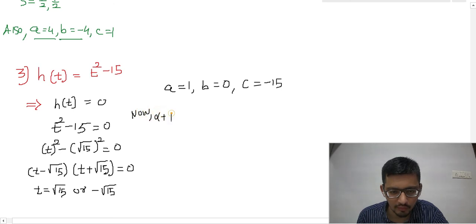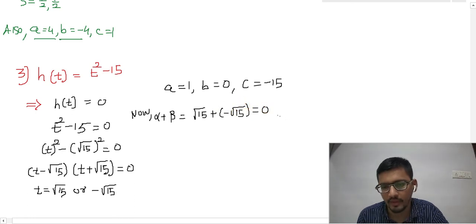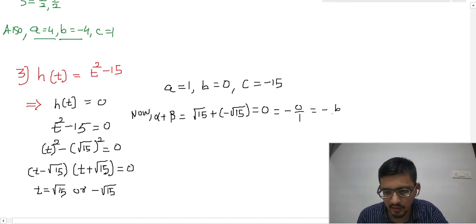Now let me assume alpha and beta are the roots. The sum of roots means root 15 and minus root 15 you will add. Root 15 plus negative root 15 will be 0. And 0 we can write as minus 0 by 1. So minus as it is, 0 is b, and 1 is a. So the answer is minus b by a.